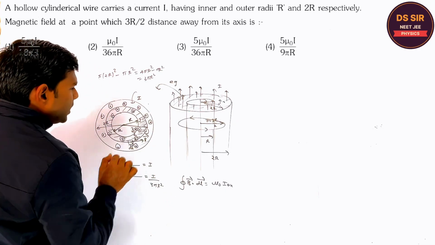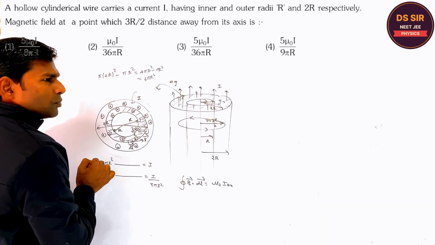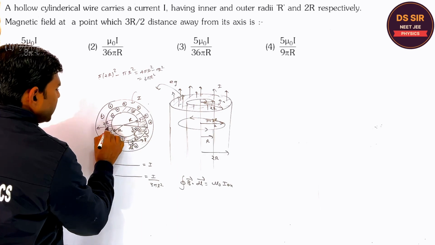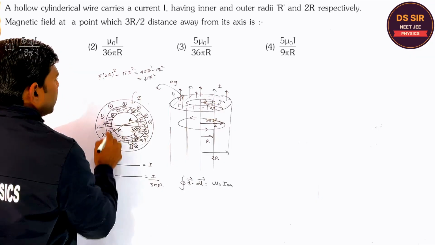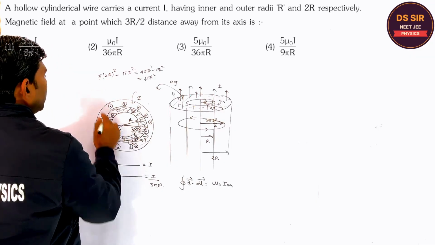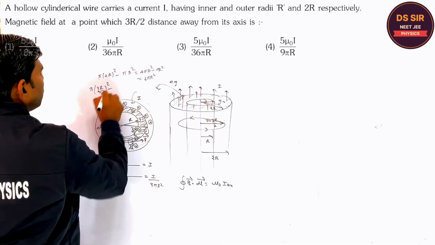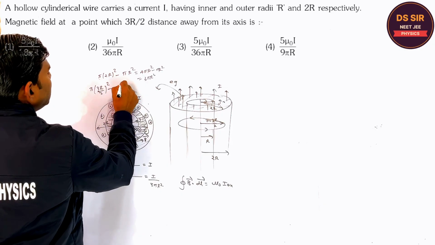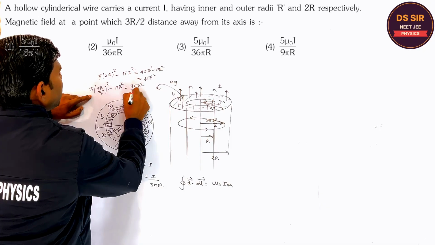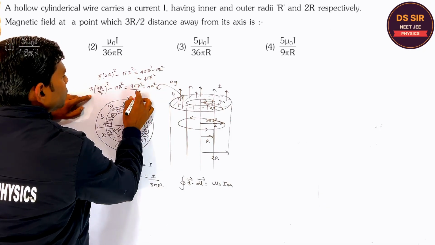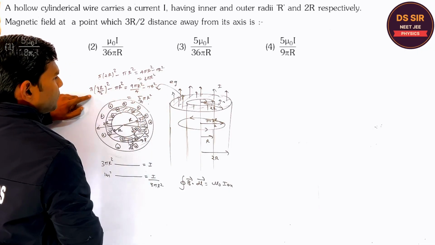All right. So in which area is the current I dash to be found? From radius R to 3R by 2. So what is this area? The outer circle area is pi (3R by 2) whole square minus the inner, pi R square. Is it clear or not? So this is 9 pi R square by 4 minus pi R square, which is equal to 5 pi R square by 4.